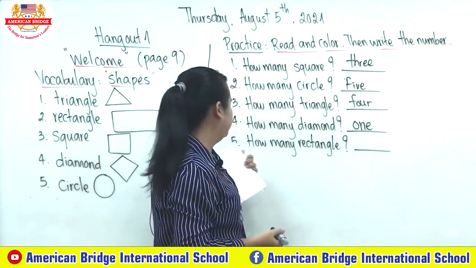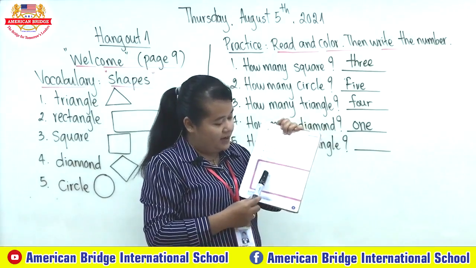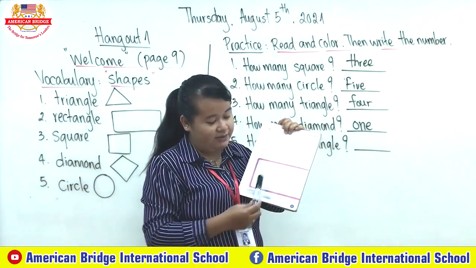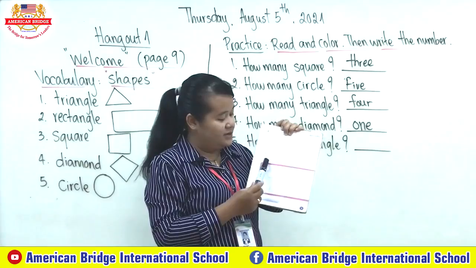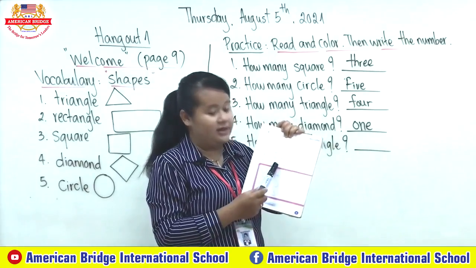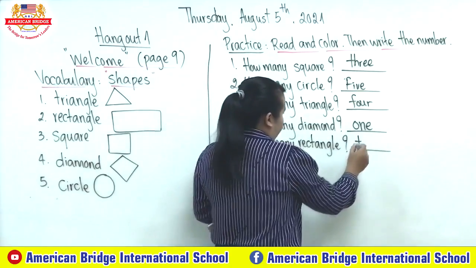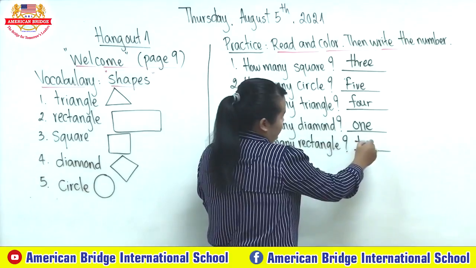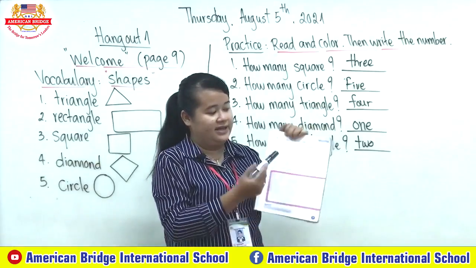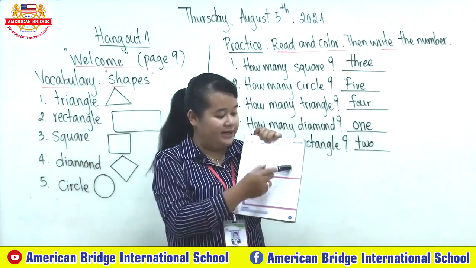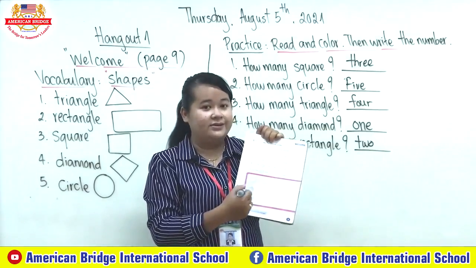Now let's move on to number 5. How many rectangles? Let's find the rectangles: 1, 2. Only 2, everyone. Good. We have only 2, this one and this one. We need to color the rectangles green. So how many rectangles? 2. Here is our answer for exercise G. After you finish, take out your colors, count, and then color.